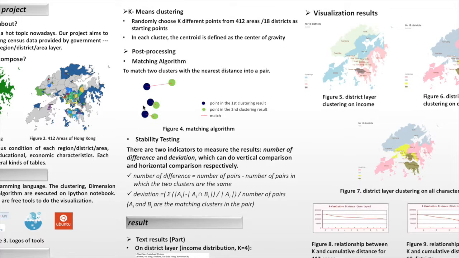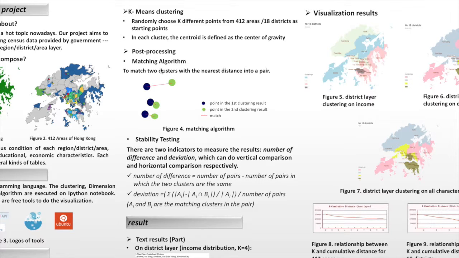Then we ignore these 2 points and do the algorithm for the rest of the points. Then we find the second nearest ones are these 2 points, and we do the algorithm till we find all the pairs. After we do the matching algorithm, we can do the stability test.